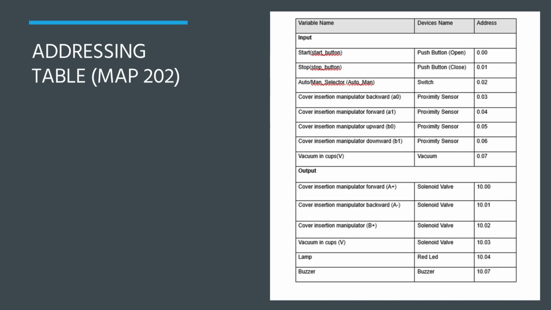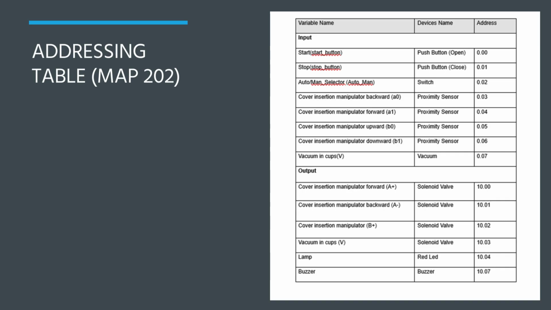For address, start button is 0.00, stop button is 0.01, main selector is 0.02, manipulator backward is 0.03, manipulator forward is 0.04, manipulator upward is 0.05, manipulator downward is 0.06, and then the vacuum is 0.07. For output, we got A+, the address is 10.00, and then A- is 10.01.